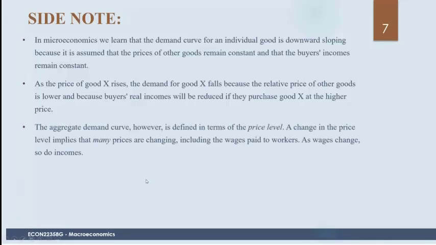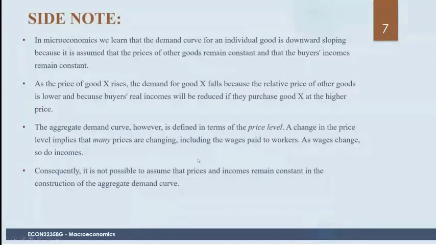The aggregate demand curve, however, is defined in terms of the price level. So a change in the price level implies that many prices are changing, right? Remember, it's based on a basket of goods. Here we're going to say there are many prices changing, including the wage paid to work. It's a little bit different, but we can think of wages as a price as well. As wages change, so does income. So it's not possible to assume that prices and incomes remain constant in the construction of the aggregate demand curve.